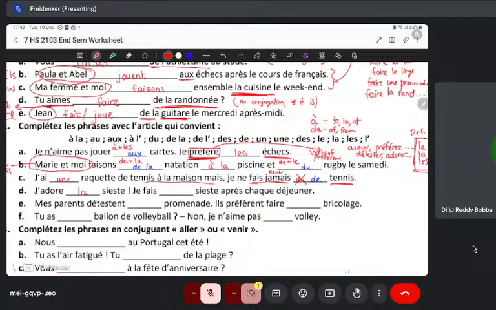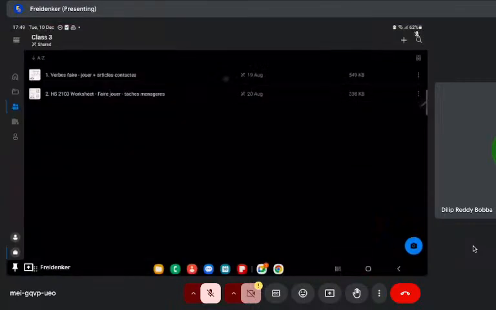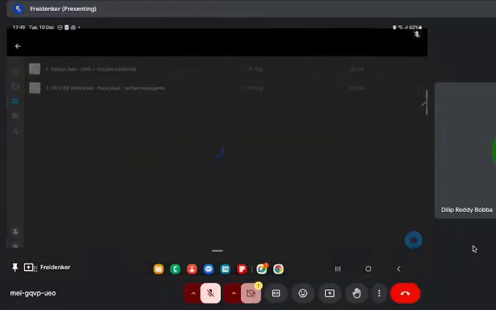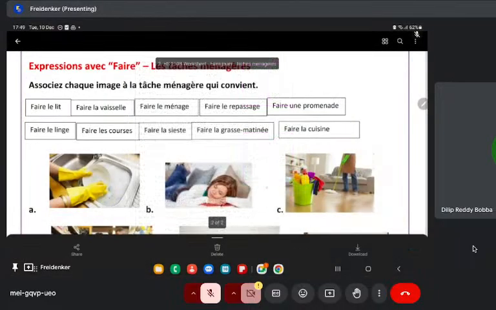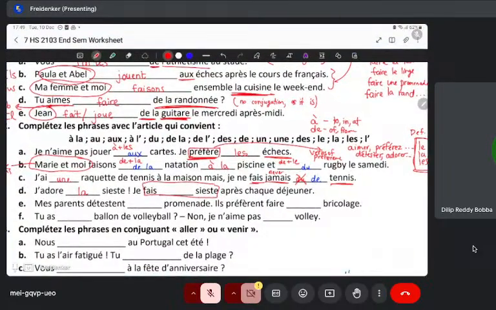This is a fixed expression. I will show you how it is a fixed expression. I will open that worksheet and show you that it is there in the worksheet. Here, faire la sieste, it's here. Faire la sieste means to take a nap. It's already in the worksheet, so I know it's a fixed expression. So faire la sieste.